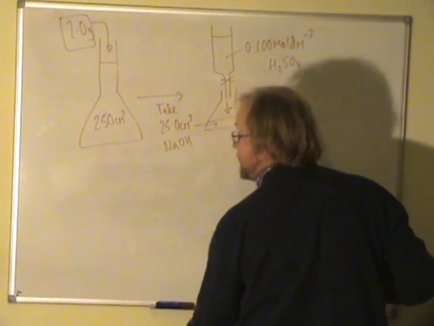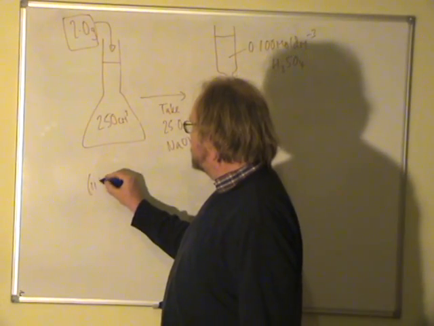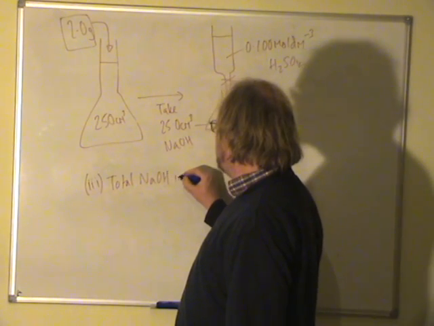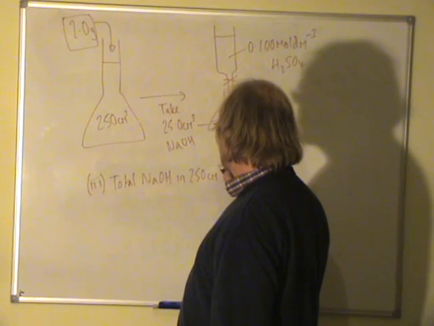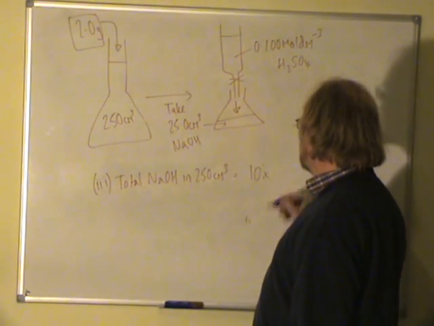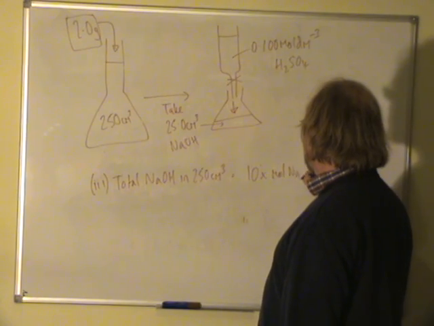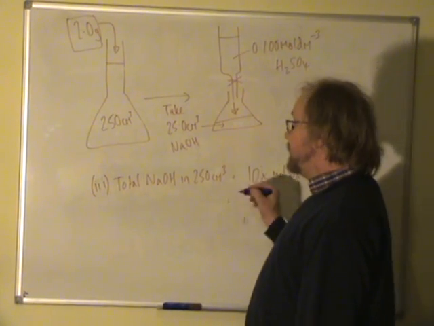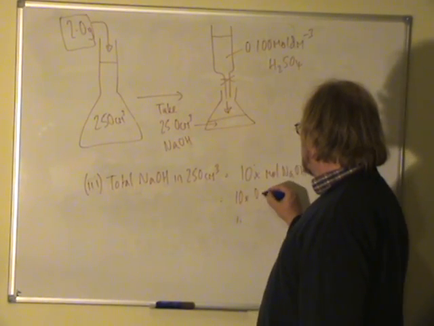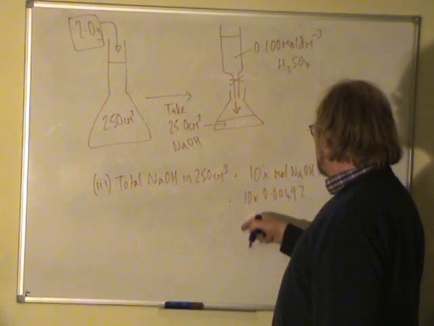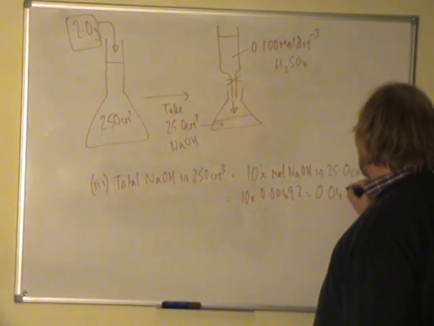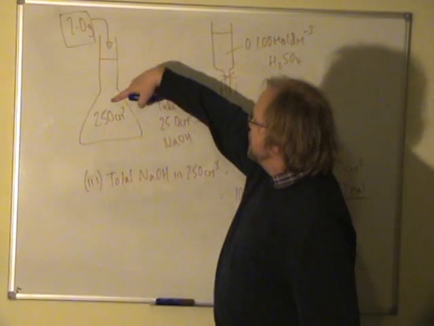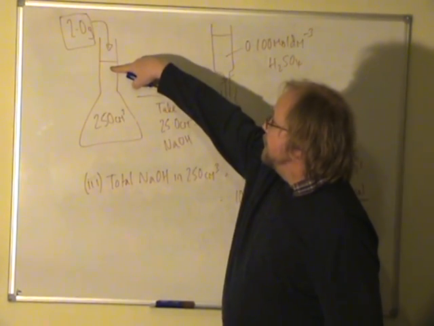Okay, so if we just carry on with that, this is the first part of part 3. We can get that the total NaOH in 250 cm cubed is equal to 10 times the moles of NaOH in 25 cm cubed, which is 10 times 0.00492, which is 0.0492 moles. Okay, so that's now the number of moles of sodium hydroxide that there were in this pot.